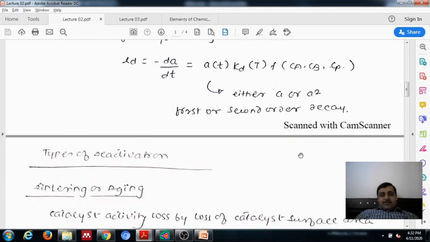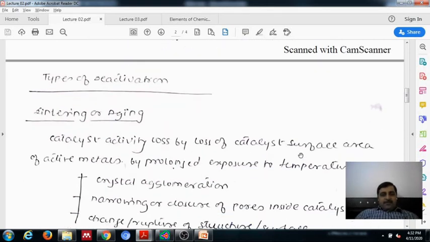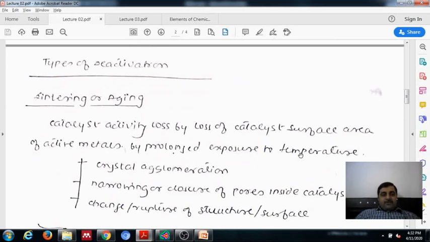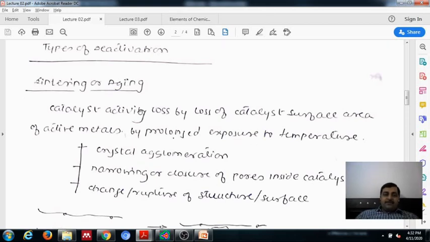Let us try to discuss the different types of deactivation. The very first type of deactivation is sintering or aging. Now when I say aging, that means over the age of the catalyst it deactivates. So it is the loss in the surface area of the active metals over time.